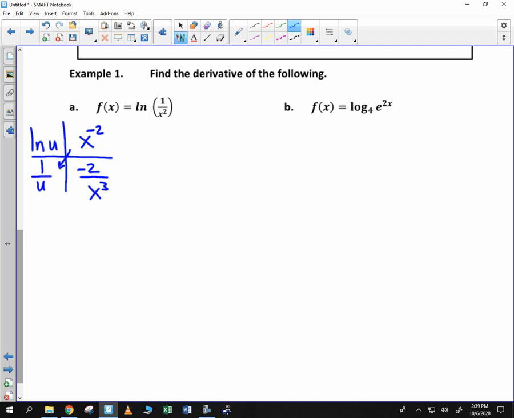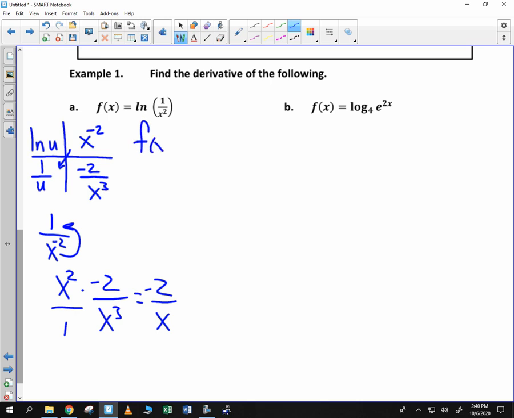So notice what I get. In this situation, I have 1 over x to the negative 2. So that comes to the top, or x squared, times negative 2 over x cubed. Notice that the x's will cancel, and I get negative 2 over x. That's the derivative.